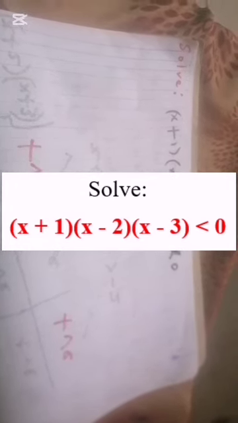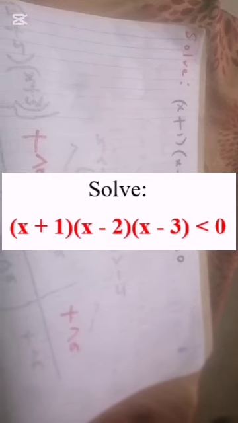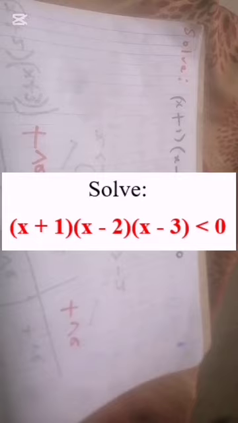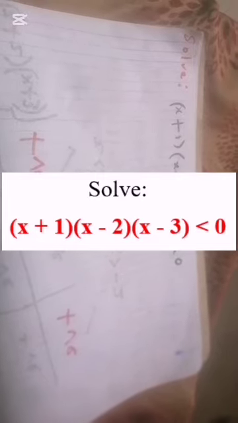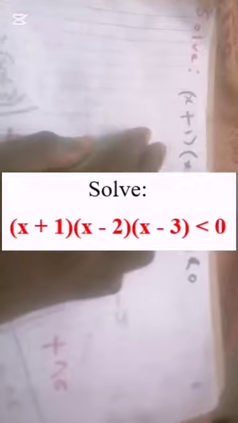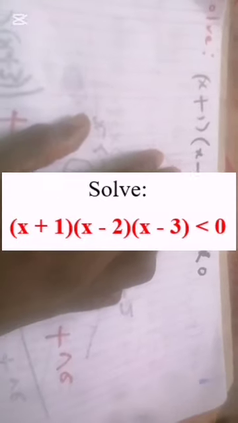Today I want us to discuss a question. This question is based on a topic called inequalities. So, without wasting time, let me read the question out. Solve (x + 1)(x - 2)(x - 3) < 0.